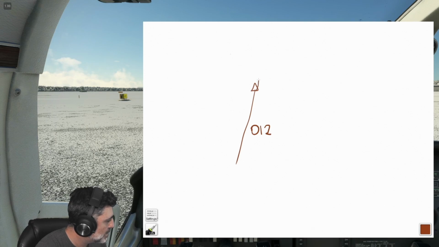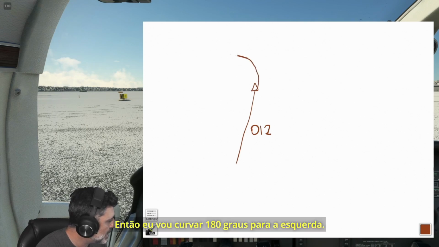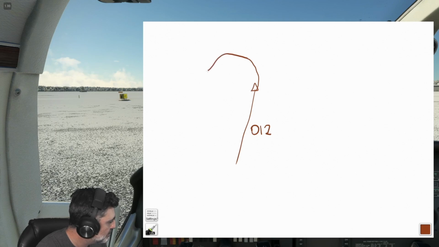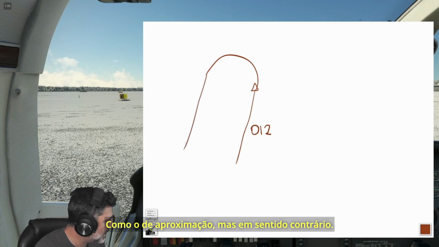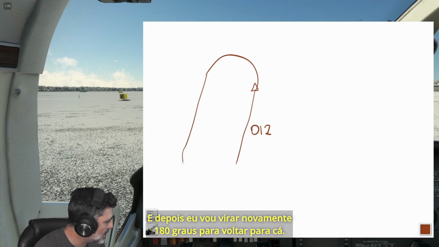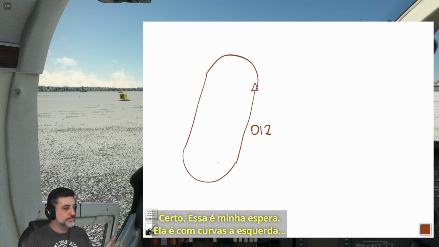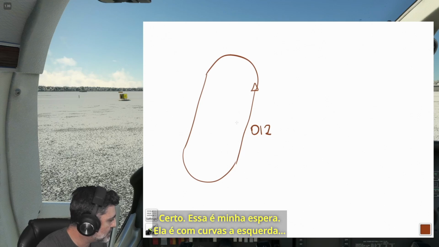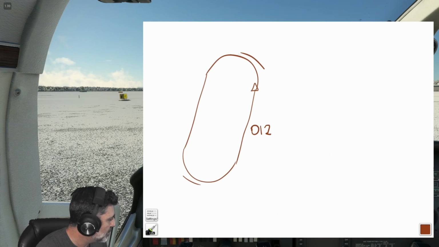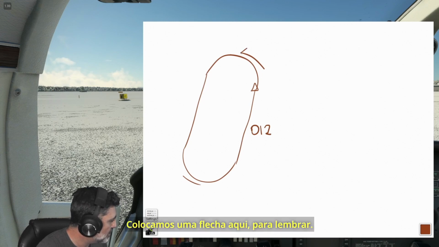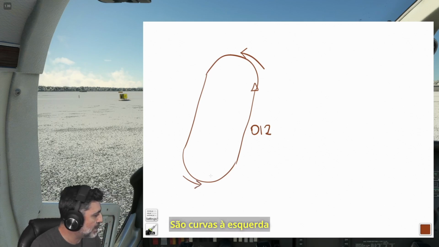So let's do that. I'm going to turn 180 degrees to the left. Then we're going to have another straight segment, like the inbound one, but we're flying the opposite way. And then I'm going to turn again 180 degrees to get back to here. All right, there's my hold, right? It is left turns. So I'm going to put a little arrowhead here so we know. It's left turns.